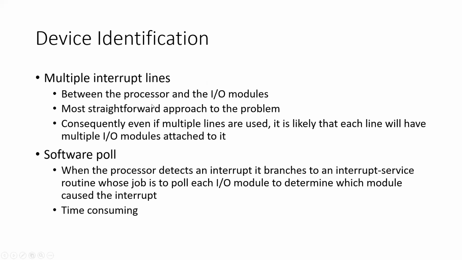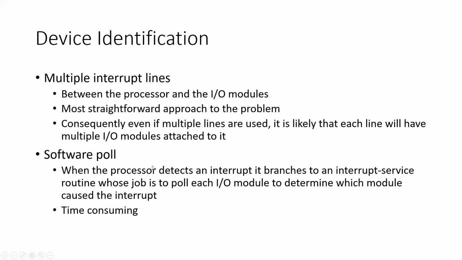So for device identification, we can have multiple interrupt lines, basically between the processor and the IO modules. This is the most straightforward approach to the problem. And even if multiple lines are used, it's likely each line will have multiple IO modules attached to it. Another way is doing a software poll. When it detects an interrupt, it branches to an interrupt service routine whose job is to ask each IO module, which one of you caused the interrupt? Because we're doing that in software, it's a bit more time consuming.